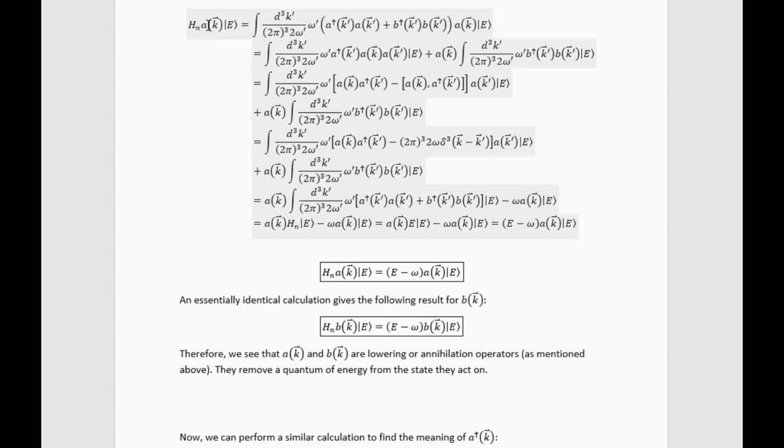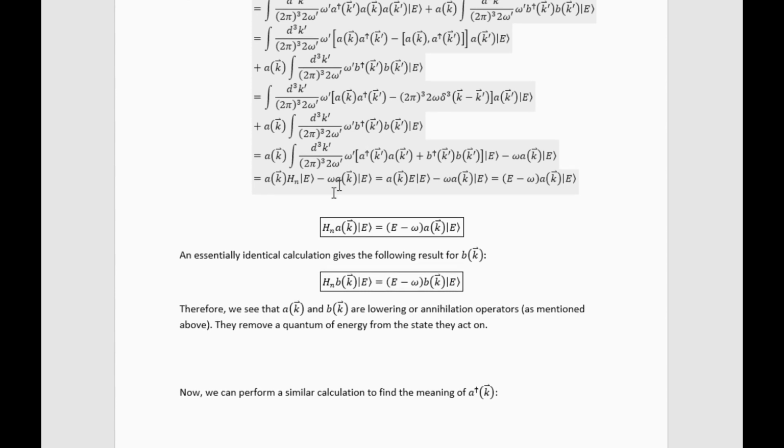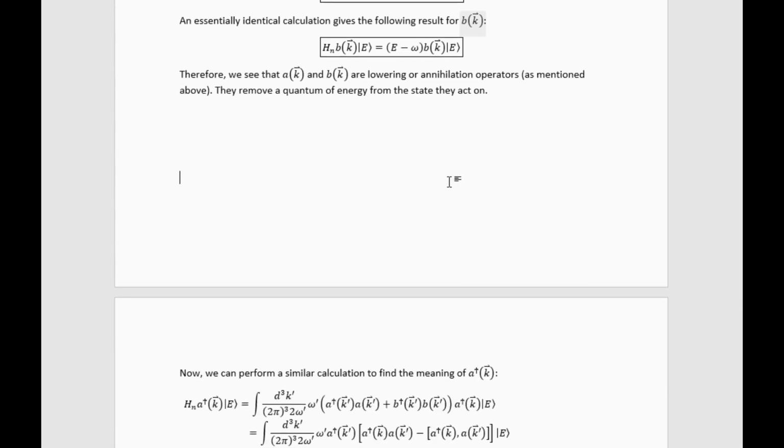Specifically, if we just apply the Hamiltonian directly to this state here, consisting of A of k applied to this energy eigenstate we've postulated, and then work through a bunch of algebra applying the various commutation relations we understand the Fourier coefficients to satisfy, and then simplifying, we find this result. An essentially identical calculation gives the same result for this B of k operator. Therefore, we see that A of k and B of k are lowering or annihilation operators, as mentioned above. They remove a quantum of energy from the state that they act on.